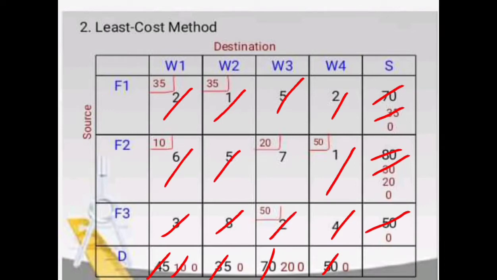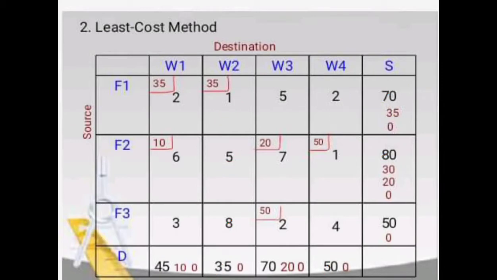And we have a last part, which is the 7, because from the demand and the supply, we have a remaining of 20, so cancel out. And then we allocate 20 here, and because the supply and the demand have been satisfied, we cancel out this following. And now we can see that the supply and the demand have been satisfied. So we come up with these allocated numbers.